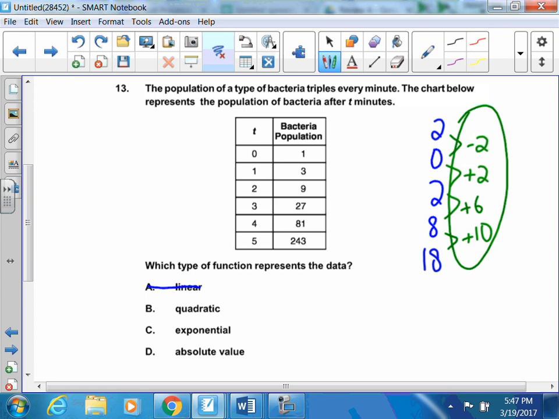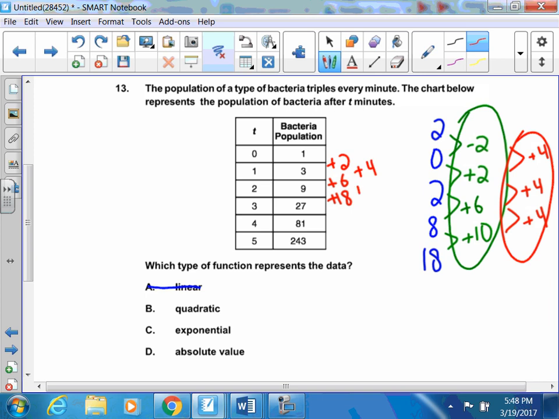Hint, hint. But let's look at the second difference here. Negative 2 to positive 2 is plus 4. 2 to 6 is plus 4. 6 to 10 is plus 4. That would be quadratic if the second difference is the same. Well, let's see if the second difference is the same here. Maybe we have plus 2, plus 6, plus 18. And the second difference is plus 4, plus 12. So the second difference is not the same. All right, so it's not quadratic.